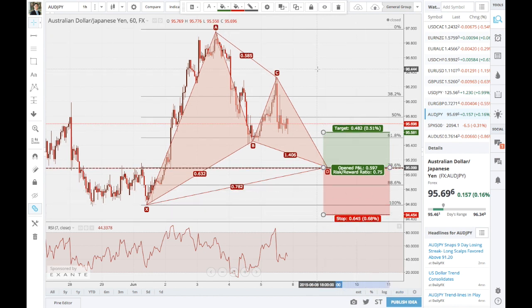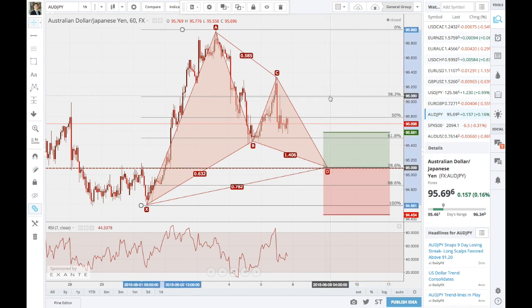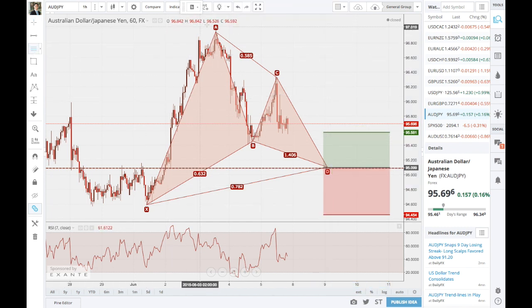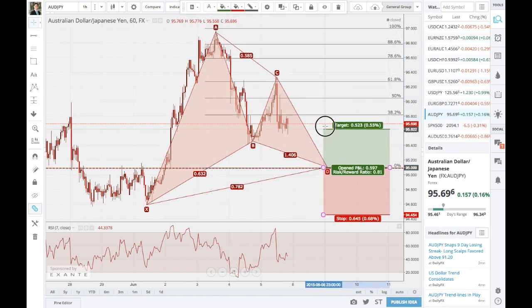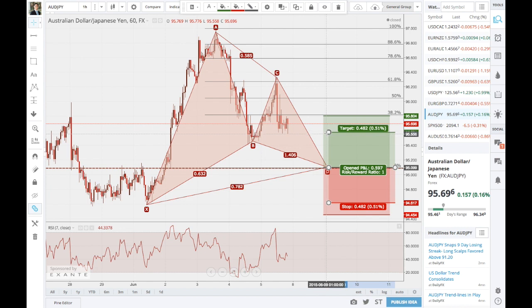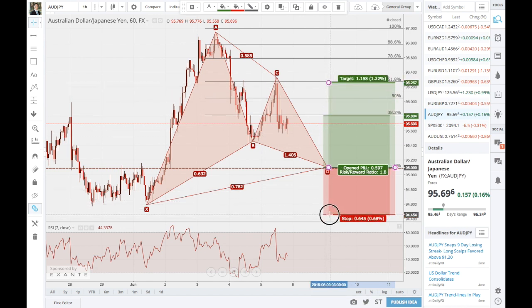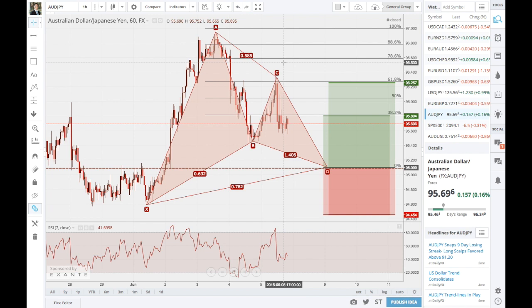Over here. And how I set my targets would be, I'll pull out my Fibonacci tool from the A point all the way to the completion point. My first target will naturally fall just below the 382 level. And of course I have my second target, which is just below the 618, and my stop will be the same. So that's how I trade a Gartley pattern.